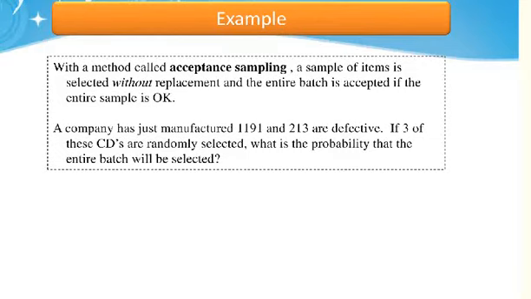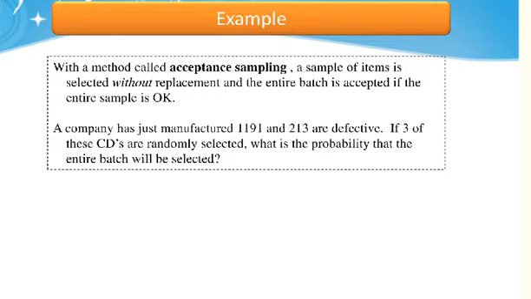With a method called acceptance sampling, a sample of items is selected without replacement, and the entire batch is accepted if the entire sample is okay. So a company has just manufactured 1,191 CDs, and 213 of them are defective. If 3 of these CDs are randomly selected, what is the probability that the entire batch will be selected?